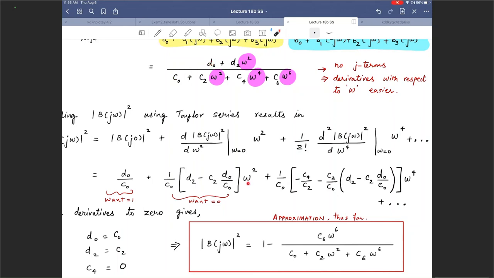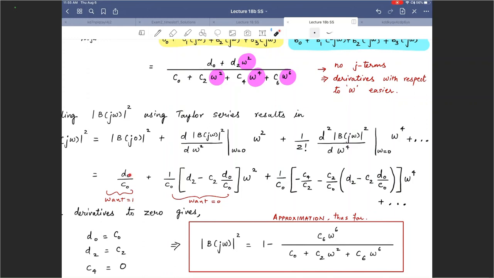The omega squared term will be this, omega power 4 terms will be this, and then so on. Now what do we want? We said we want a maximally flat behavior, which means that we only want a constant. All the derivatives should go to 0. So if we only want a constant, actually just 1, like we want that gain to be 1.